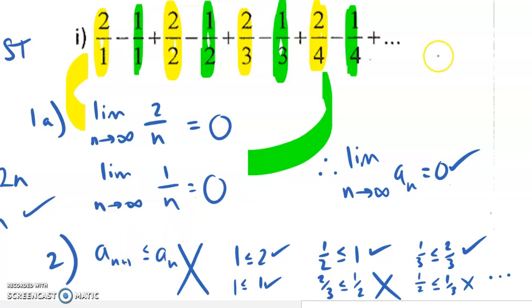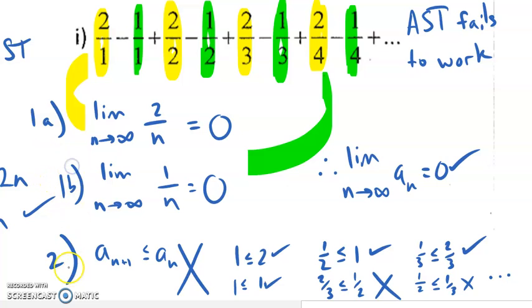So we actually can't use the alternating series test. AST fails to work here. We don't know what happens to this one. It doesn't fail 1A or 1B here, but it does fail 2. So we'd have to come up with some other way of dealing with this series. You probably won't see too much of this in practice, but it is nice to consider what it looks like when a series passes the first test but fails the second.